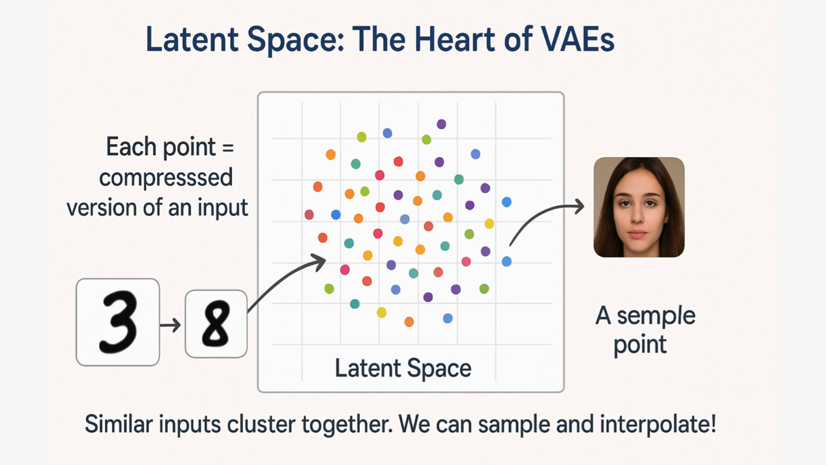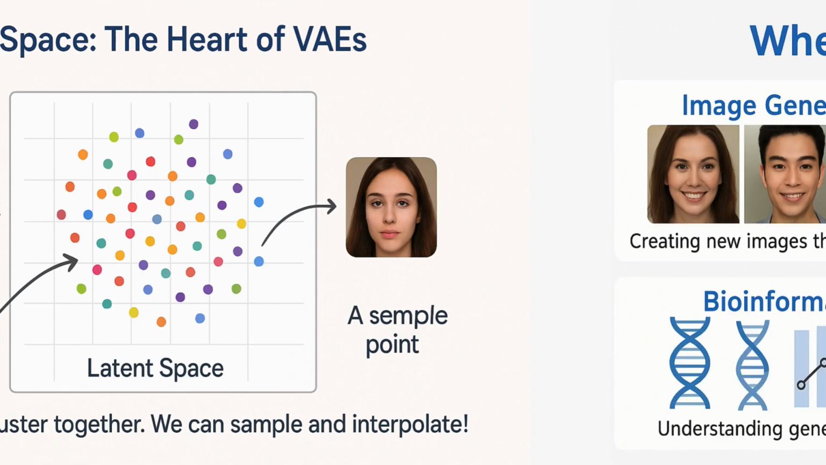That means we can do cool stuff like interpolation, smoothly morphing one image into another. And since it's probabilistic, we can also sample from it to generate entirely new outputs.